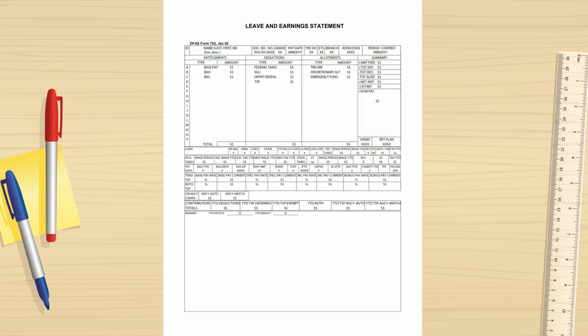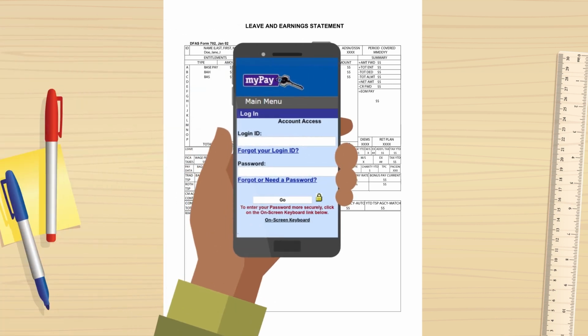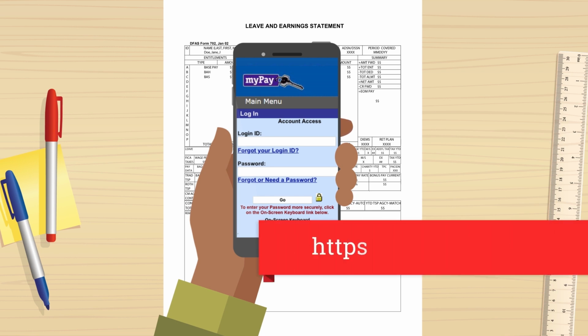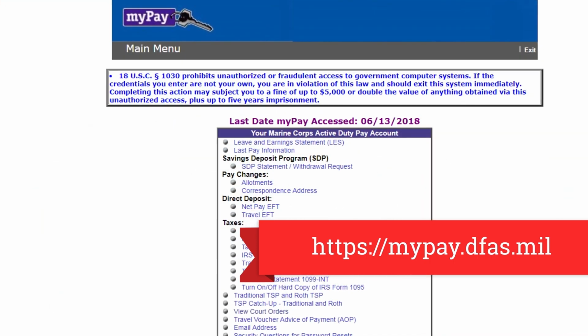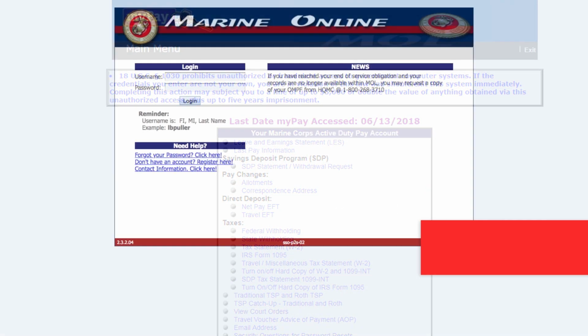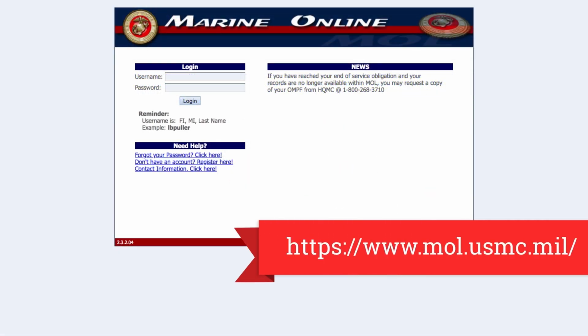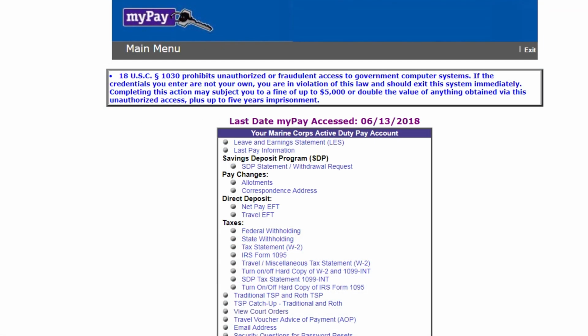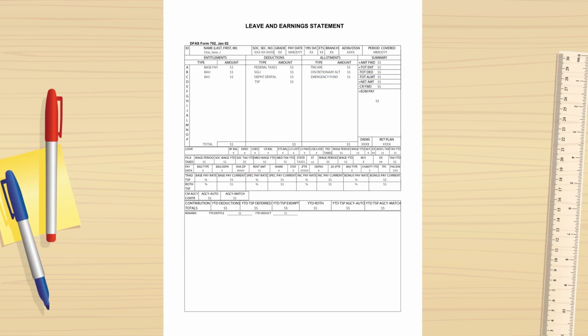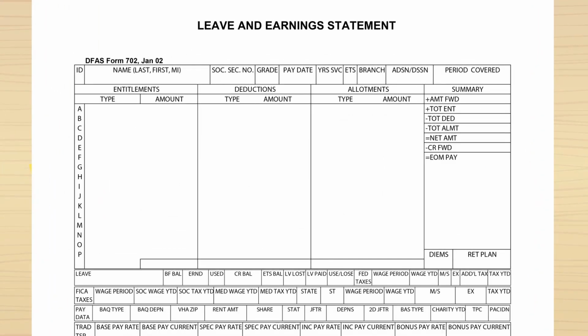Your leave and earning statement for the past 12 months are available on MyPay or Marine Online. You can access MyPay at https://mypay.dfast.mil and Marine Online at https://www.mol.usmc.mil. Log in and click the first link for your leave and earning statement. We'll start with the first section, Identification.